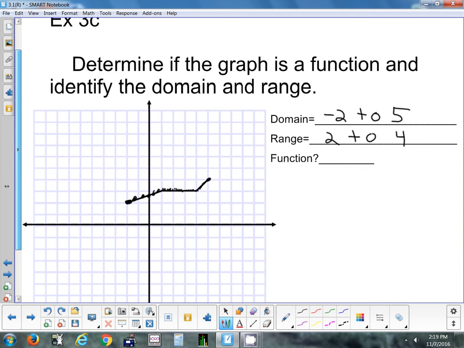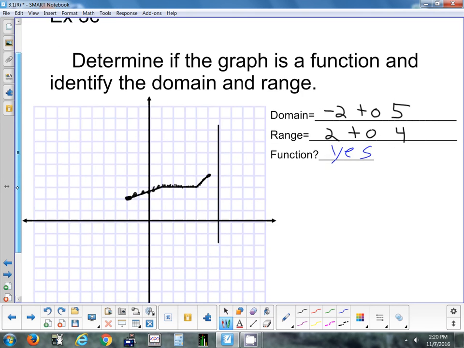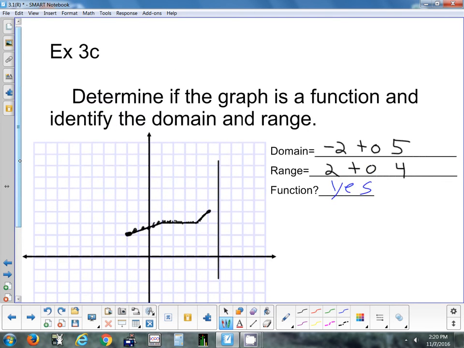So let's take our vertical line. Let's drag it through. Does it ever hit my graph more than once? Nope. No matter where I put it, never hit it more than once. So what does that mean? Yes. This is a function. Sometimes we might just give you a graph and not ask you the domain and range. We'll just say, tell us if it's a function or not. So if it crosses twice, no. If it only goes through once, yes.